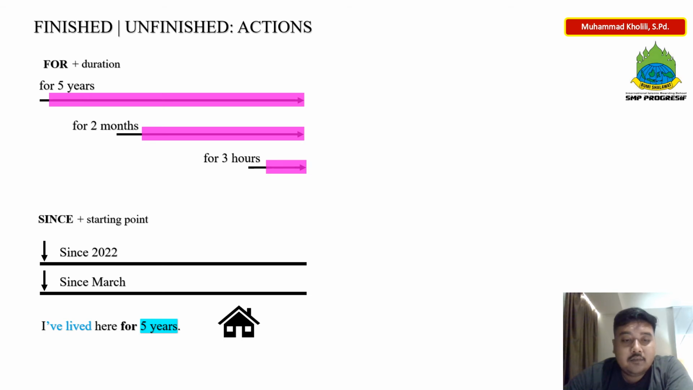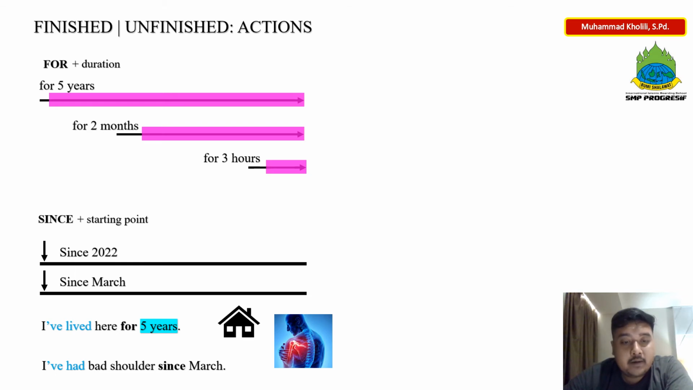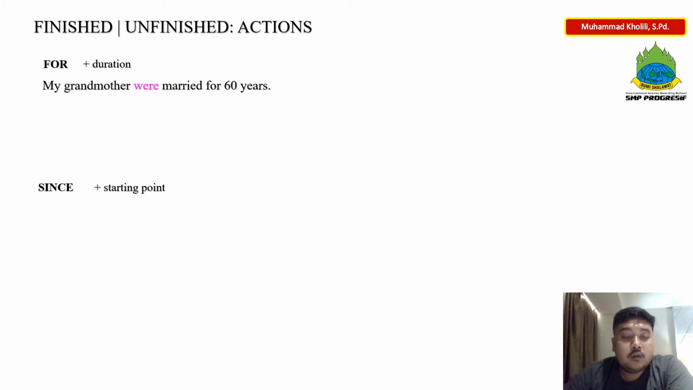Okay, I live here for 5 years. I have lived here for 5 years. I have been solder since March. For finished reasons, for example, my grandmother was married for 6 years. I lived there for 10 years. To finish time, my grandmother may be alive, and I'm not living there now.